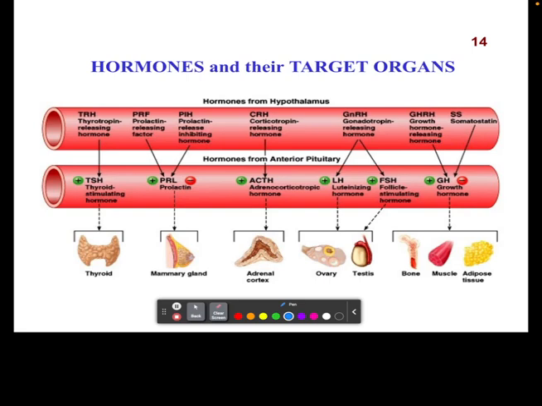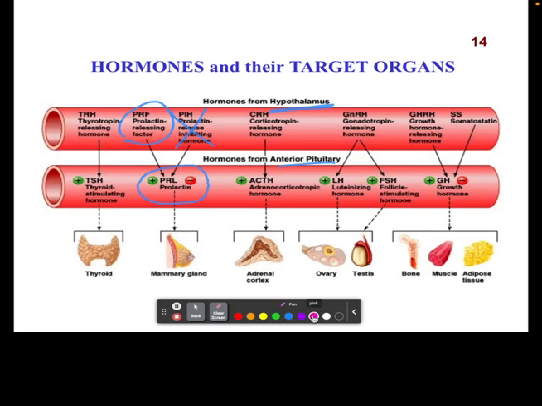Another example is prolactin releasing hormone or prolactin inhibiting hormone. So in other words, in your hypothalamus, your brain, it's going to tell you to release prolactin, or it's going to tell you to not release prolactin. That's the inhibiting hormone, right? So again, that'll affect your anterior pituitary and tell it to create or not create prolactin.